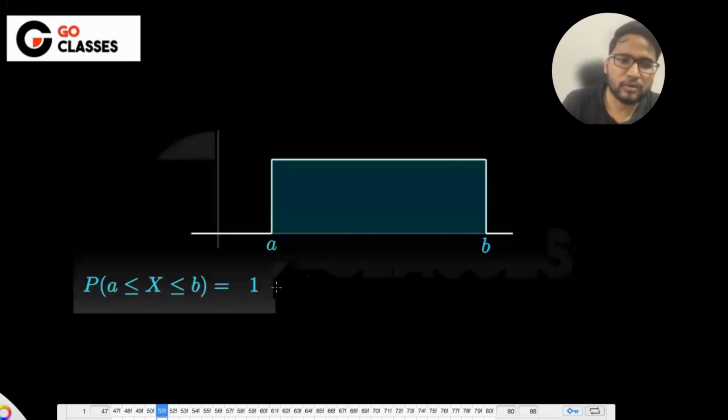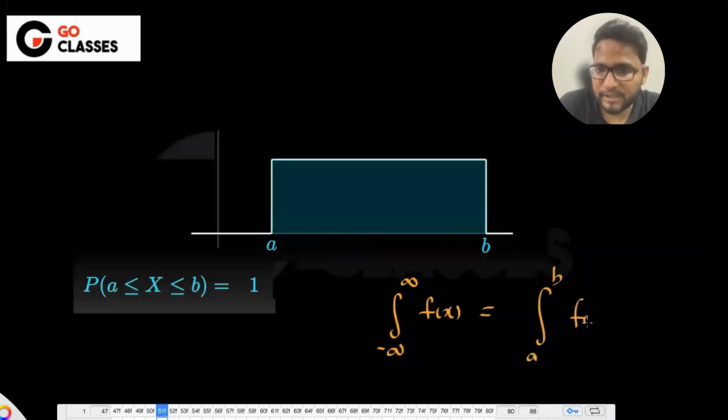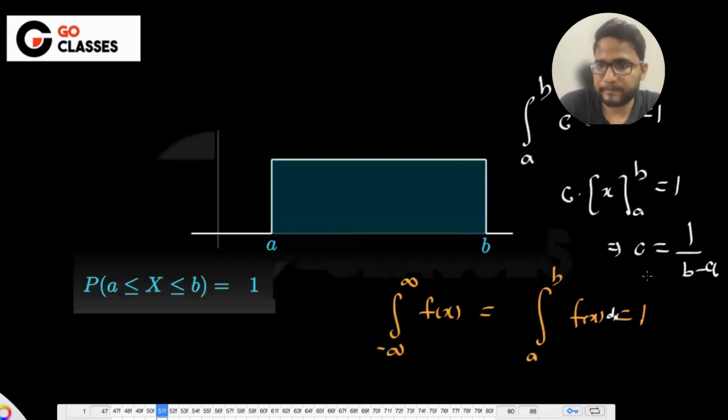It is easy. You need to make the integral from -infinity to infinity of f(x), which is the same as, in this case, from A to B of f(x), equal to 1. And what is f(x) here? From A to B, it is C. So the integral from A to B of C dx is 1. Then C times x from A to B is 1. From here, the value of C comes out to be 1 over B minus A. I hope that is okay to everyone.